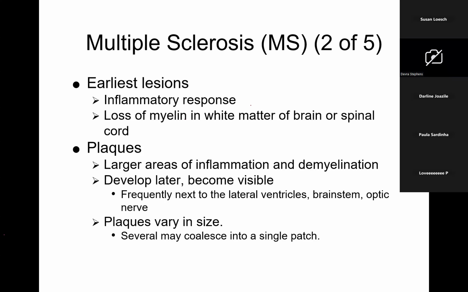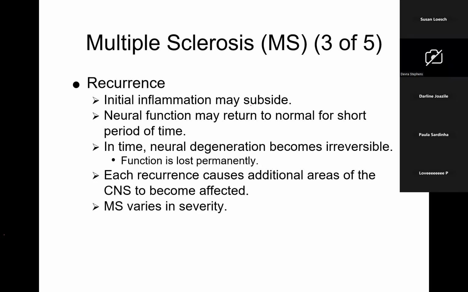Right, so these large areas of the brain can become inflamed and demyelination can occur. Plaques will develop here, and it's going to affect the ventricles in the brain, the brainstem, the optic nerves. They can go through periods of recurrence. So initially, the inflammation can subside and neural function could go back to normal for a short period of time. Okay, but eventually that neural degeneration will become irreversible and the function will be permanently lost.